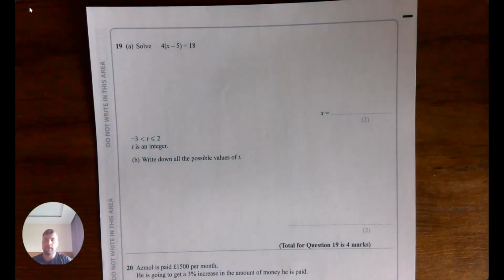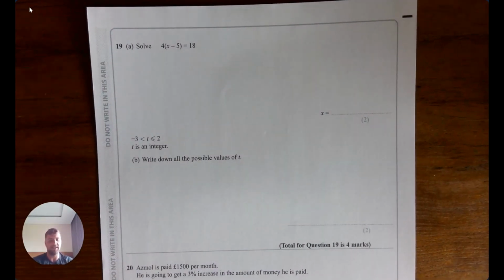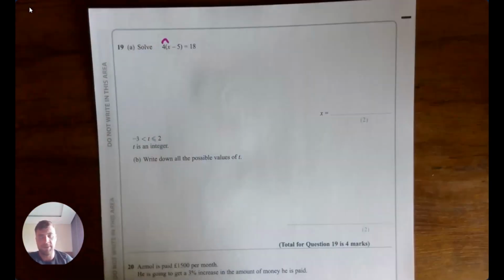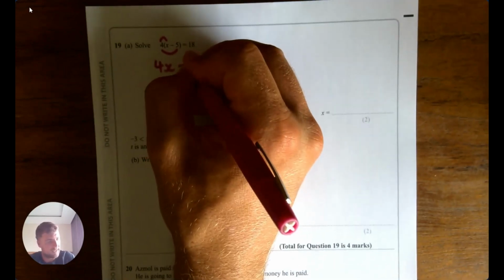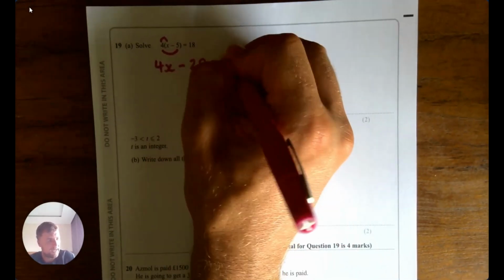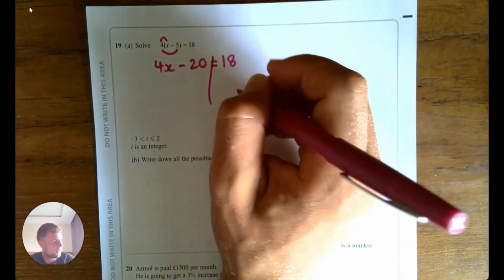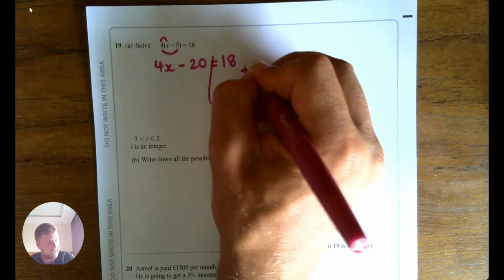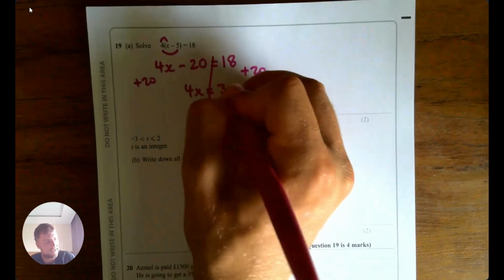Okay, next up, solving an equation. 19a, solve 4 and then x minus 5 in a bracket equals 18. First thing to do with this type of question is expand the bracket. So 4 multiplied by x is 4x, and then 4 multiplied by negative 5. Positive times a negative makes a negative, so it's negative 20. That equals 18. Solving this, trying to get x by itself, the opposite or inverse of taking away 20 is adding 20. So 4x equals 38.